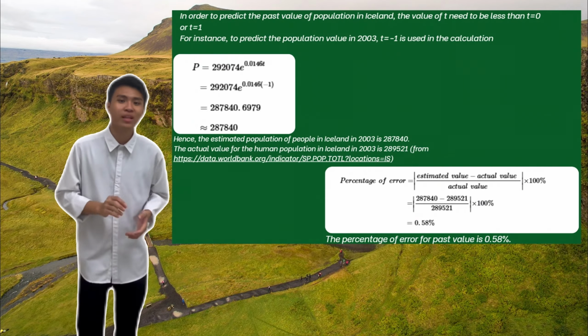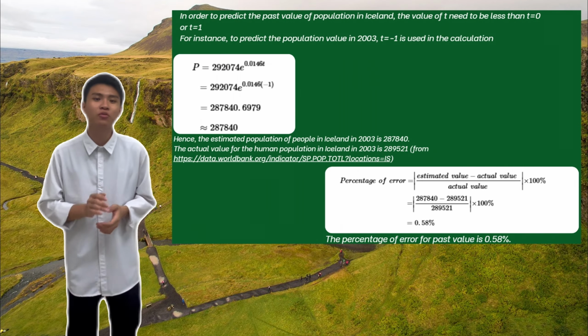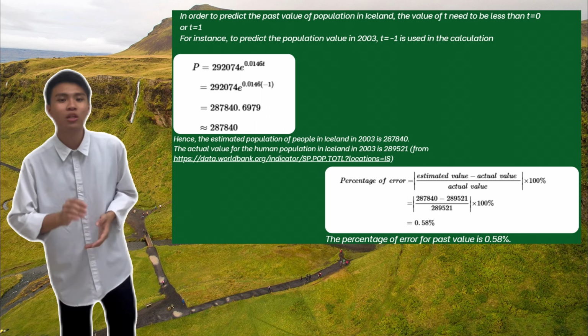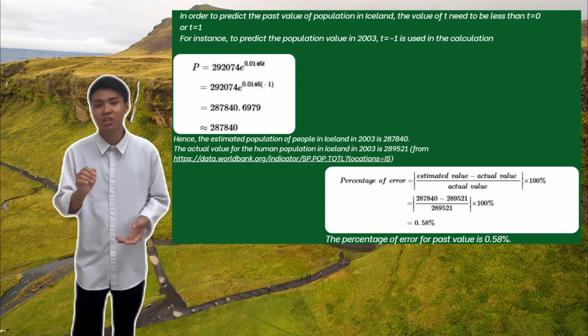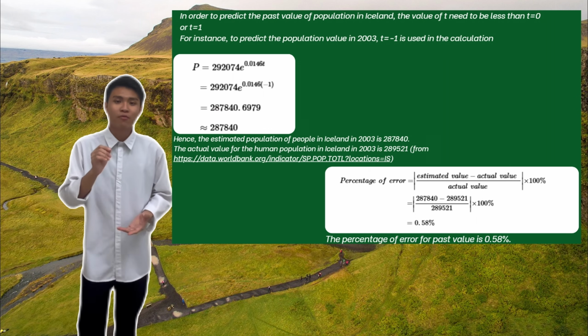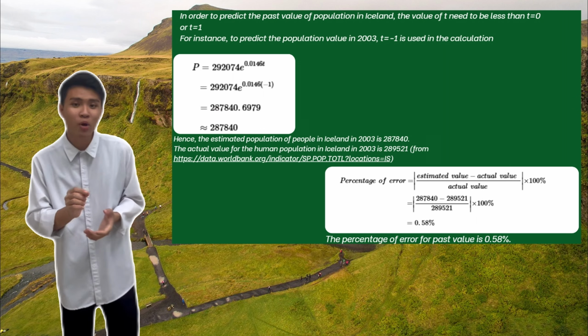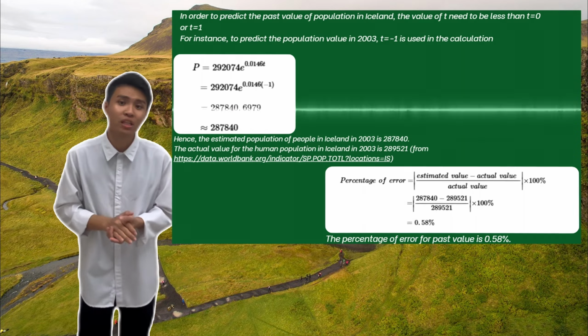For the past value, we take t equal to -1, which represents the year 2003, and the calculated value is 287,480. The population recorded in 2003 is 289,521, and this differs by 0.58% from the calculated population.